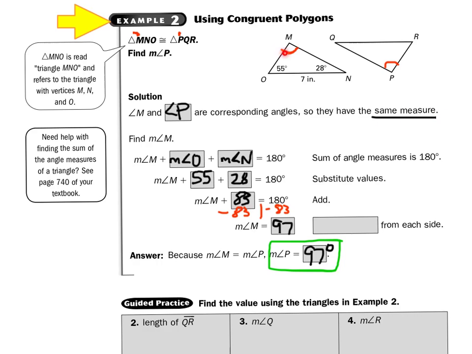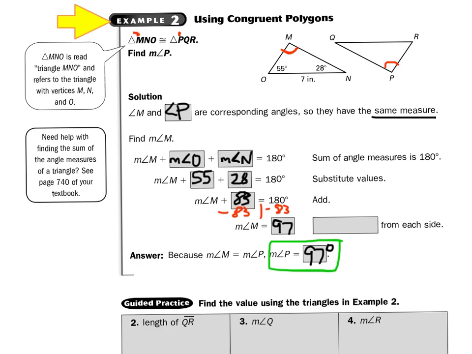So let's find angle M. And remember that all three angles of a triangle, no matter what shape, no matter what size, all three angles of a triangle have to add up to 180 degrees. So we know that angle M plus angle N plus angle O has to be 180 degrees. And so angle M plus 55 plus 28 equals 180. Add 55 and 28, so angle M plus 83 equals 180.